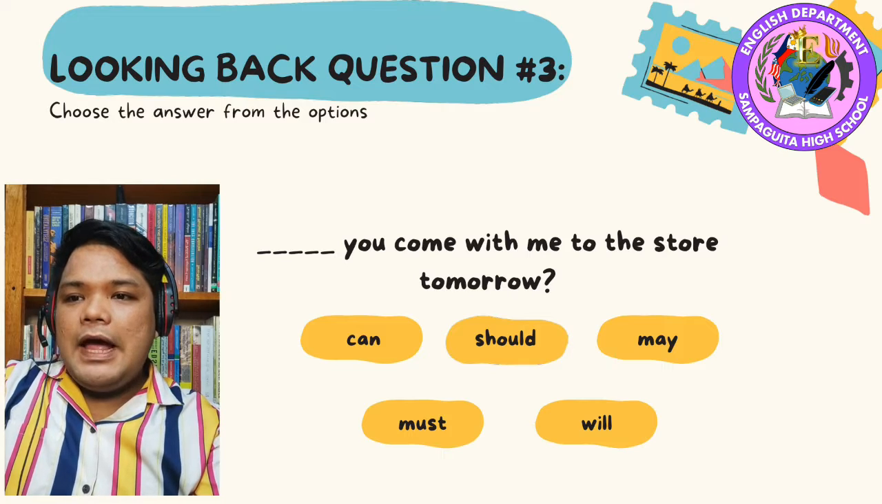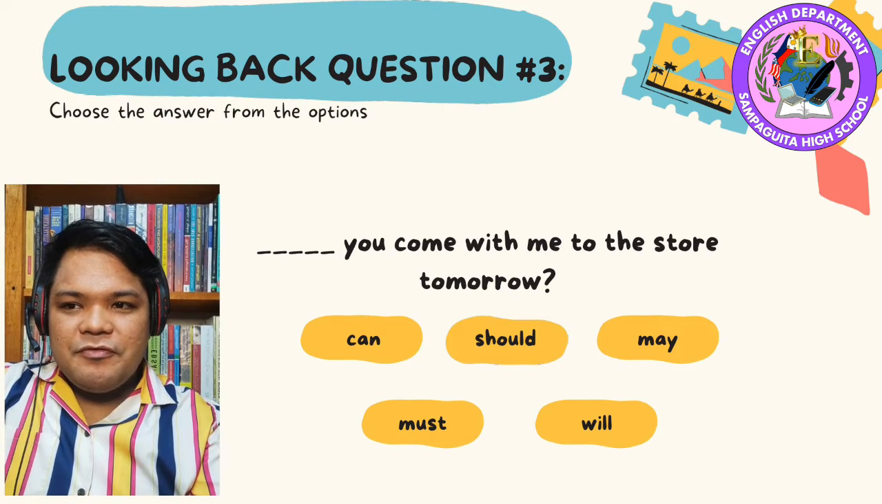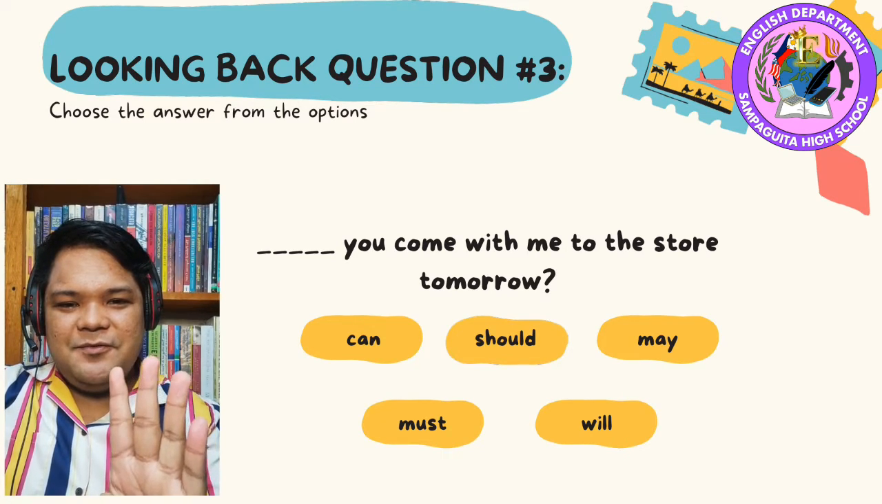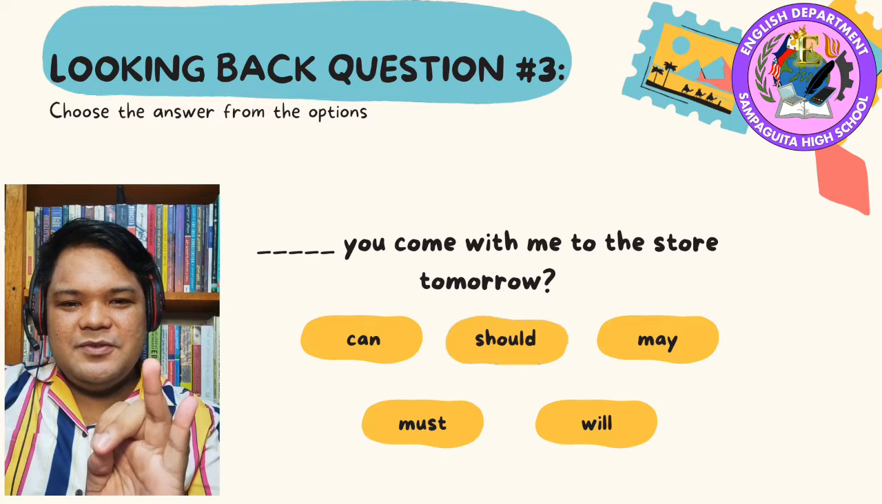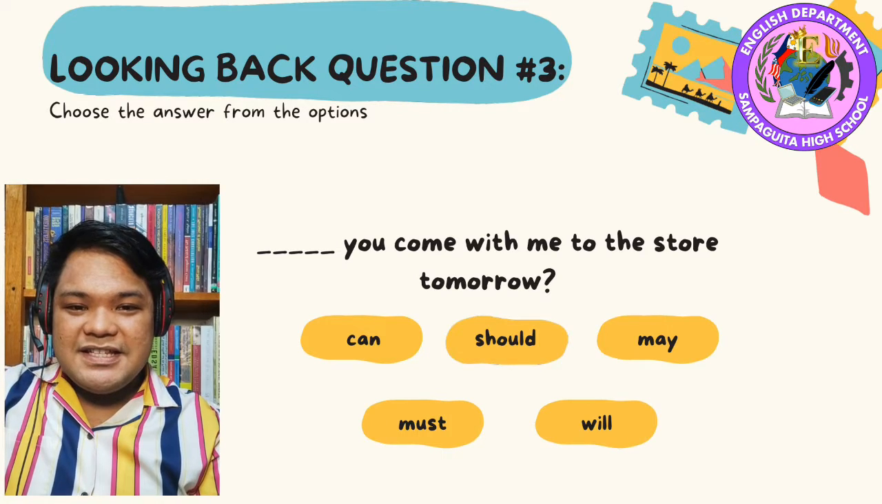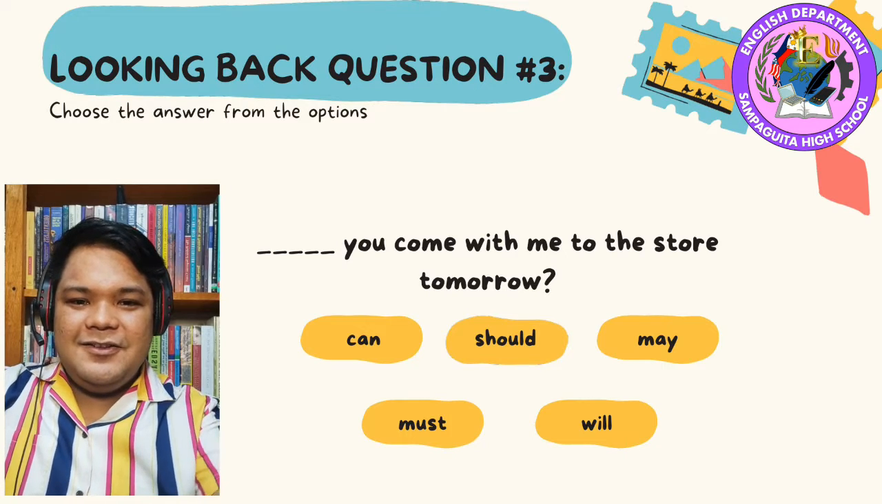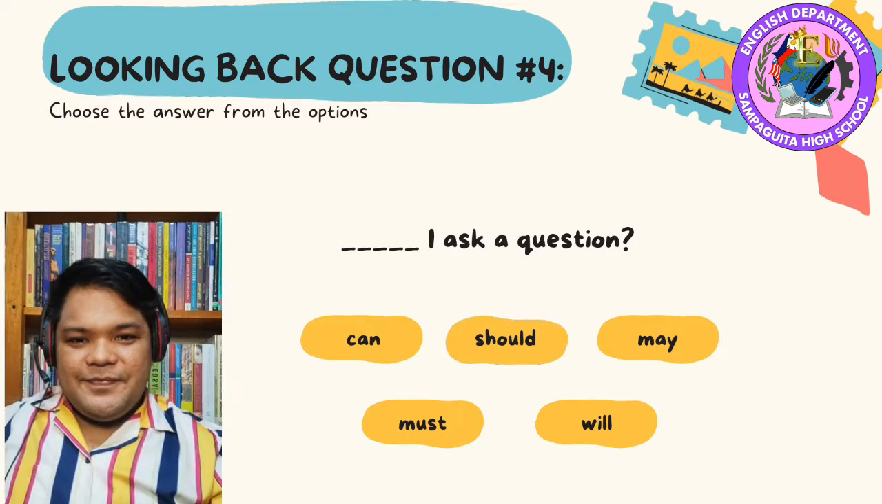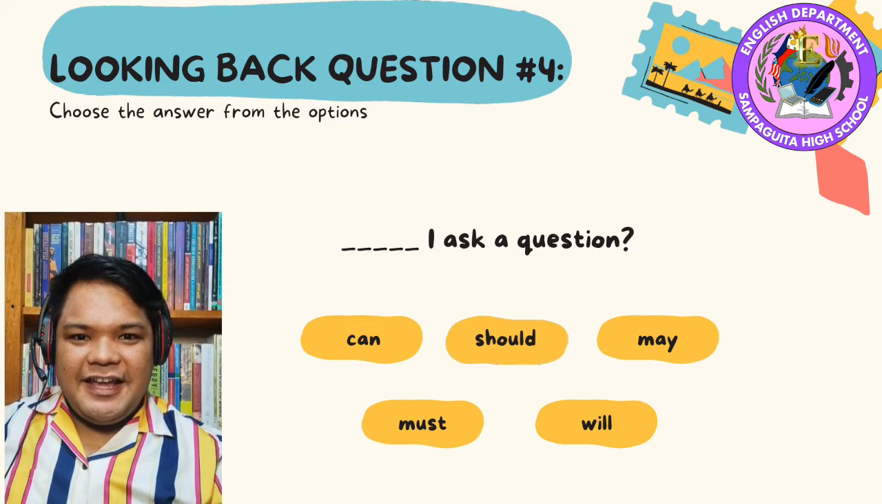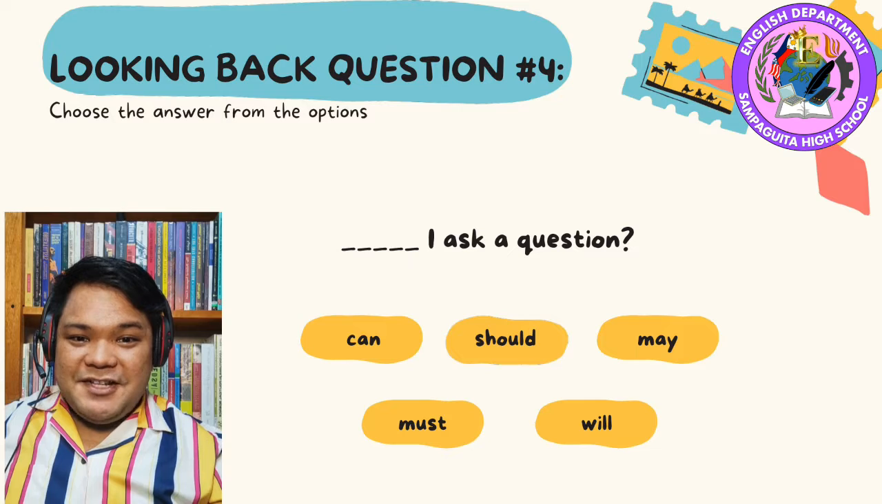I will read. Blank, you come with me to the store tomorrow. Same options: can, should, may, must, or will. What's your answer? 5, 4, 3, 2, 1. The correct answer is will. Do you get the correct answer? Who among you got already 3/3? Anyone? If that is you, that's great. But let's see if you will get a perfect score.